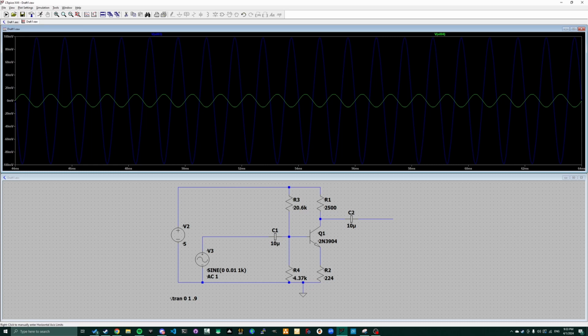So now you should have a good way of being able to whip up a very quick NPN transistor common emitter voltage amplifier. In later videos, I'm hopefully going to go through how you can make the output impedance of this much lower, and that's going to be using a common collector to also amplify the current. So we'll get into that in a different video, but I hope you enjoyed this.